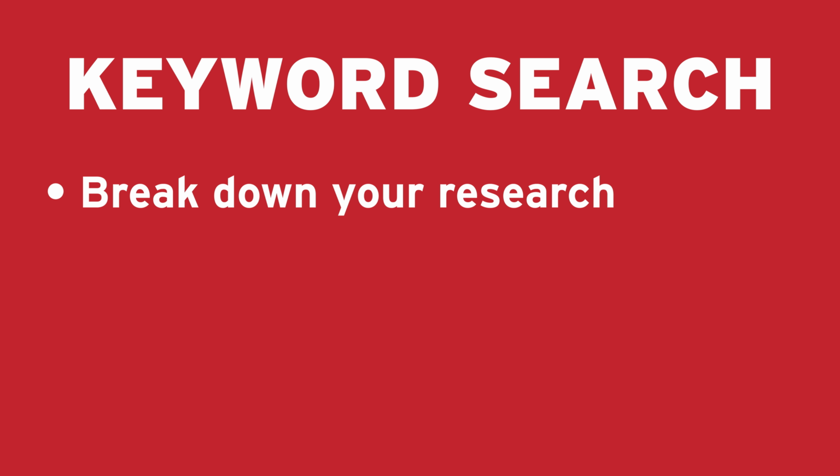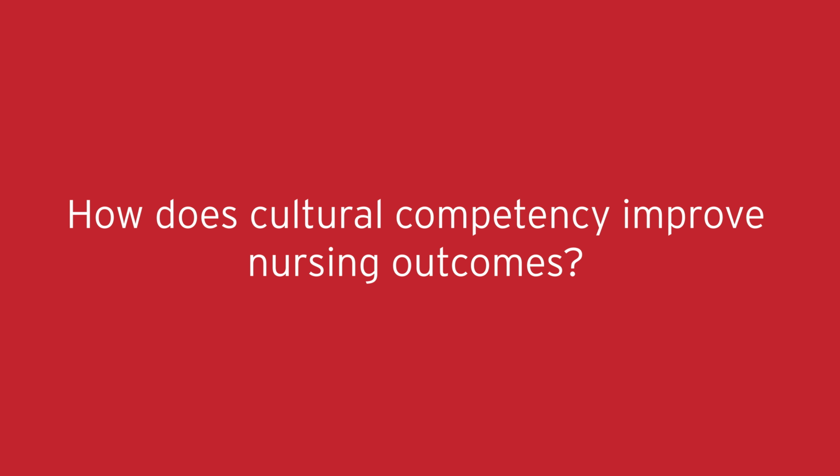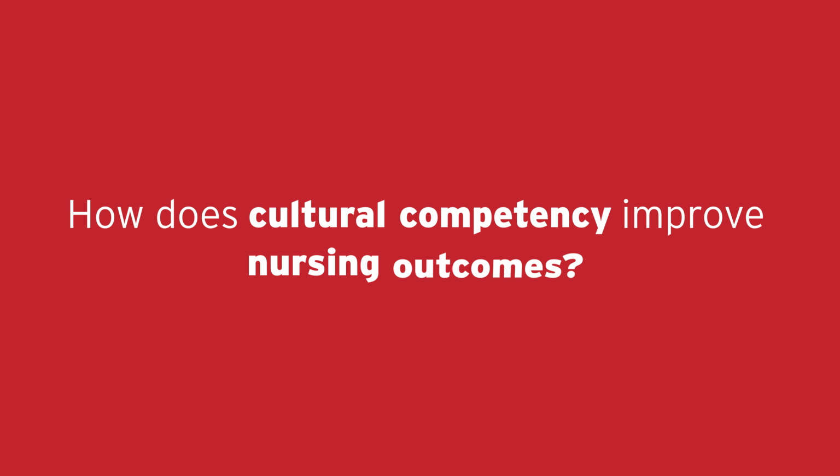For example, with a question like, how does cultural competency improve nursing outcomes? We can separate this into three concepts: cultural competency, nursing, and outcomes. The best database searches will combine these short keywords or phrases to identify articles that mention all of these concepts.